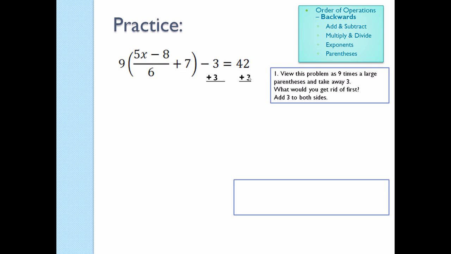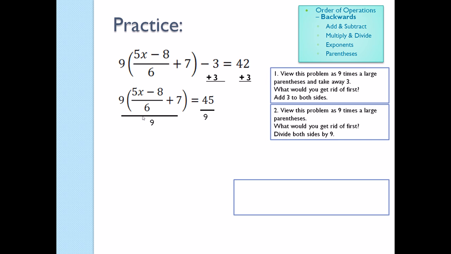Yay! 42 plus 3 gives me a 45. So that's the only thing that changed. We got rid of the take away 3 and I got a 45 now. So we have 9 times a large set of parentheses. Again, there's multiplying and a parenthesis. So multiply comes first. Got to do the opposite of multiplying by 9. And the opposite of multiplying by 9 is to divide by 9.